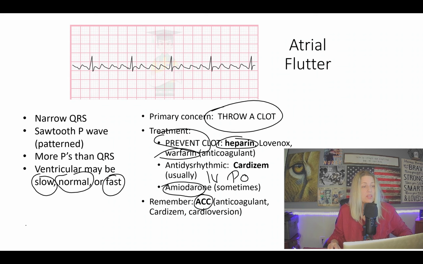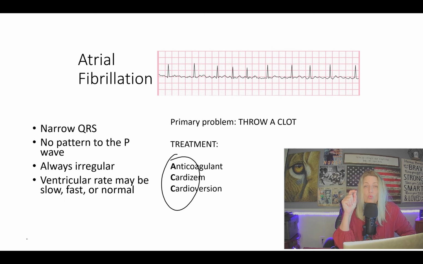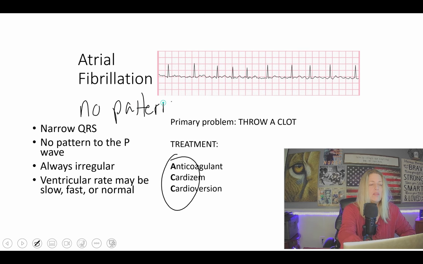With fibrillation, whenever you hear the word fibrillation, you should think no pattern. Because atrial fibrillation, remember the first word, describes where the electrical impulse is being generated. Atrial fibrillation means there's no pattern to the P waves, because atria are the P waves, right? It means the atria are fibrillating. But if it's ventricular fibrillation, that means the ventricles are fibrillating and there's no pattern to the QRSs. Remember, P waves are atria, QRSs are ventricles. So if you have atrial fibrillation, there's no pattern to the P waves. If you have ventricular fibrillation, there's no pattern to the QRSs.